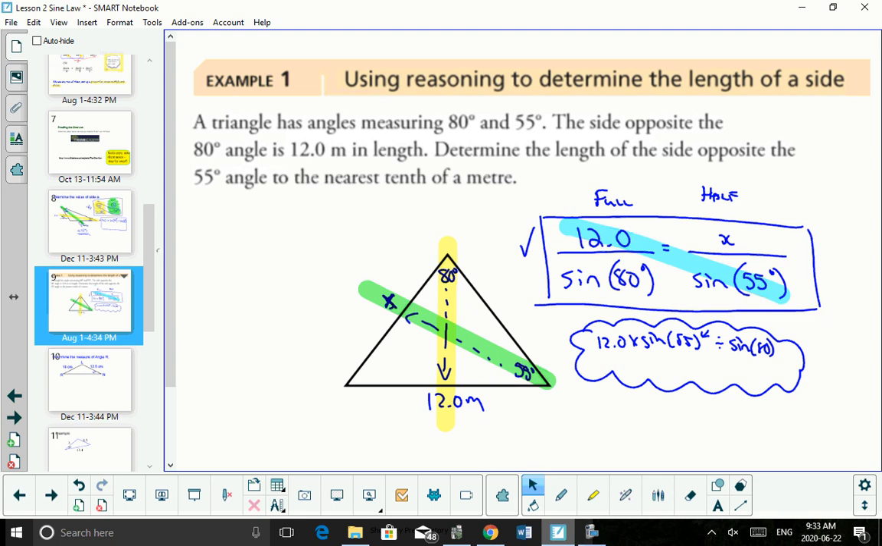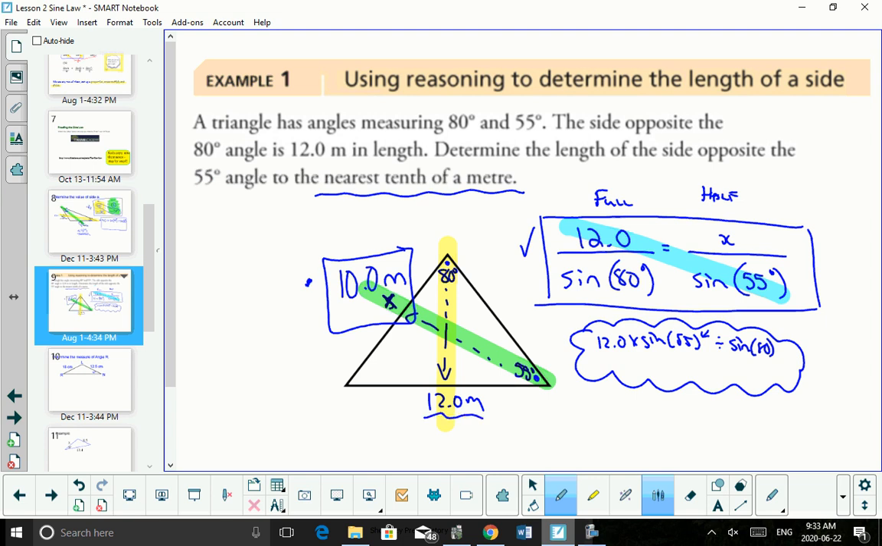So I'm going to round it to 10.0 meters because it says nearest tenth of a meter. So again, notice 55 is smaller than 80, so then this side should be smaller than that side, and it is. Okay?